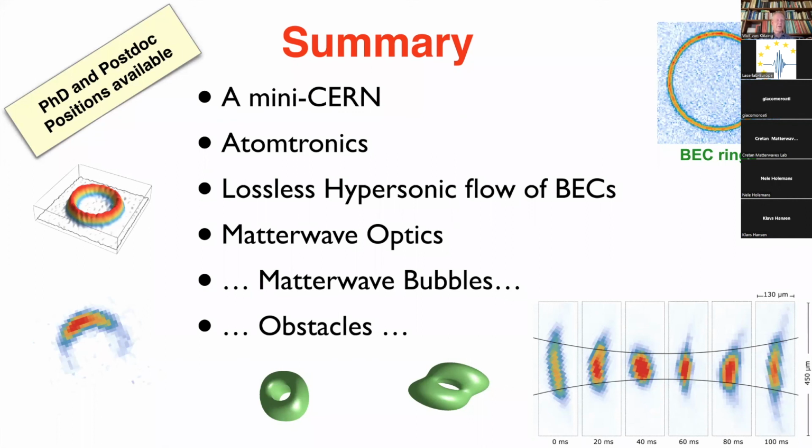We've done matter wave optics, and now we would like to do some matter wave bubbles. We would like to look at obstacles. So what happens if you put a little bump into the waveguide? When do the atoms move? What determines the heating, what are the limits of that, and so forth.